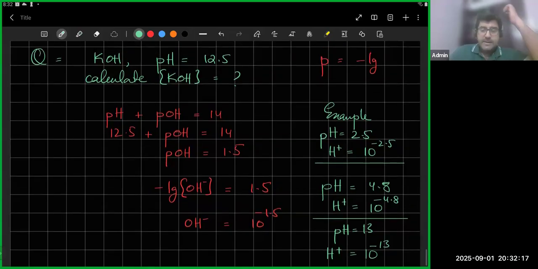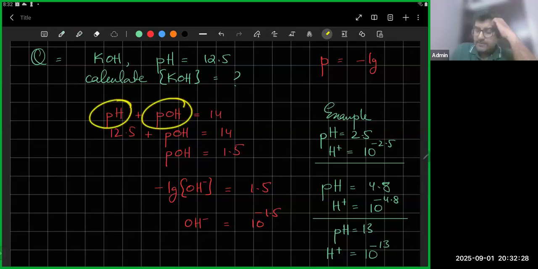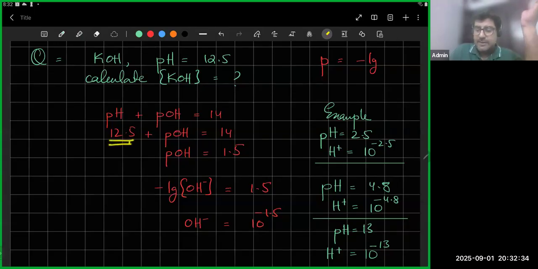Anyways, going back to the question. The pH was given as 12.5, right? Based on that, pH plus pOH is equal to 14. We were able to figure out, since we are talking about a base, the important thing was that the pH is not going to be that important. The pOH is going to be more important because we're more concerned with OH ions, right?